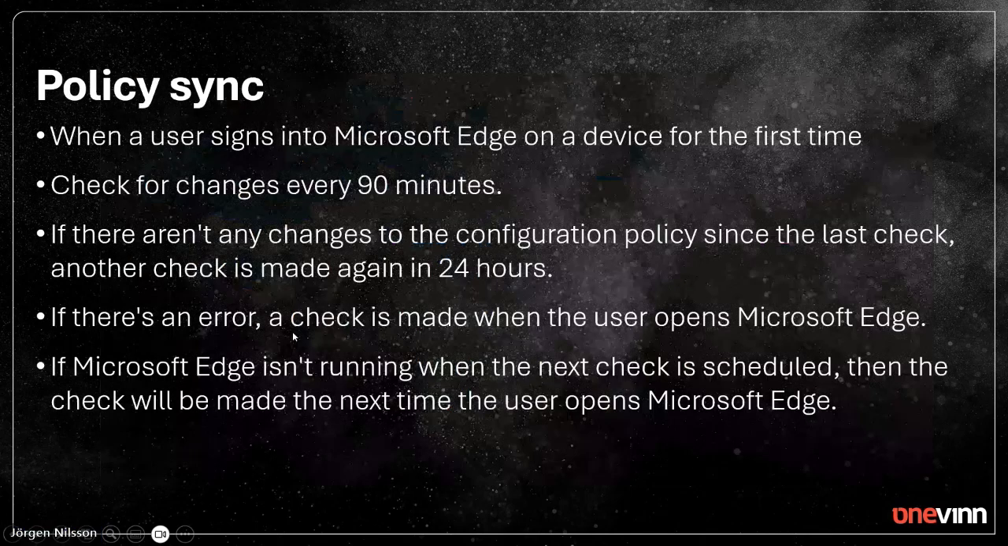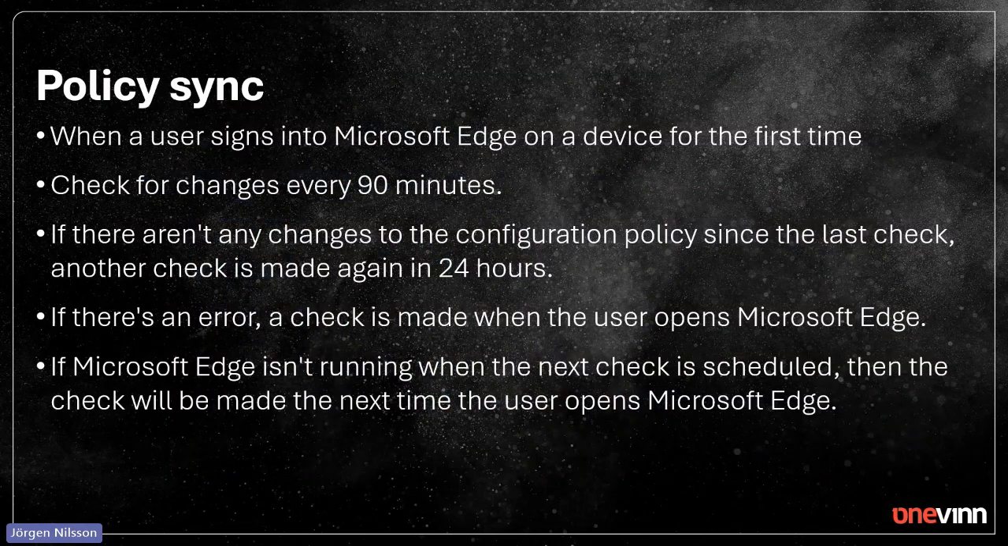So going back to the Edge management service, when a user signs into Edge on a device for the first time, that's when the sync occurs. Then it checks for changes every 90 minutes. If there's no change, then it will say, okay, fine, I've checked so many times, so I will wait 24 hours. If there's an error in a policy, then it will check every time the user opens Edge to see if that error is resolved, right?